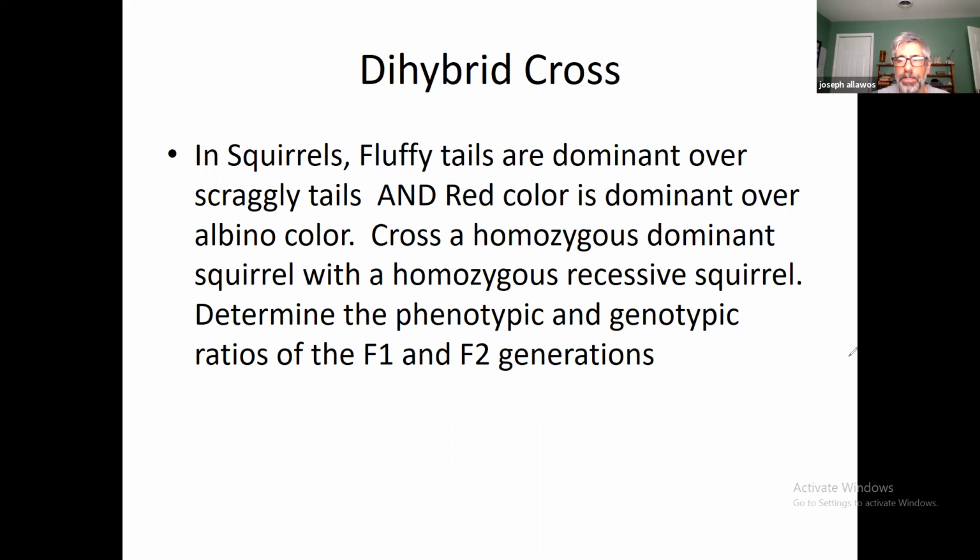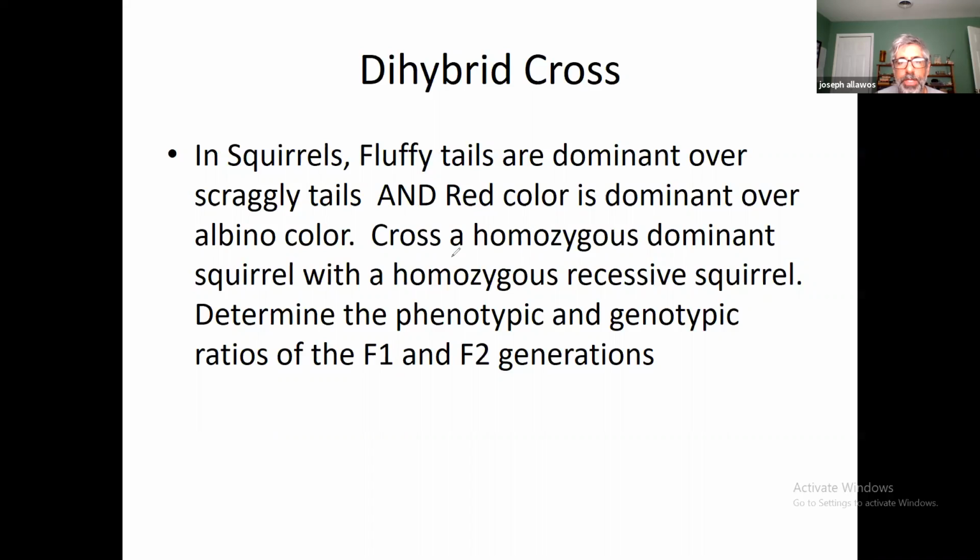So this problem says in squirrels, fluffy tails are dominant over scraggly tails. And the fun thing about genetics is you can just make stuff up. I don't know anything about squirrel genetics. I'm just making this up, okay? Just for fun. So we have fluffy tails are dominant over scraggly tails, and so there's a second trait. Red color is dominant over albino color. There are actually melanistic squirrels, albino-looking squirrels running around. I've seen them in Brevard.